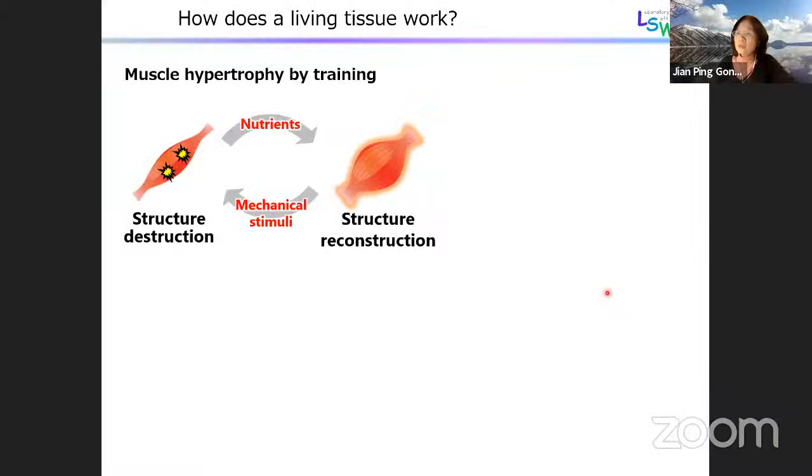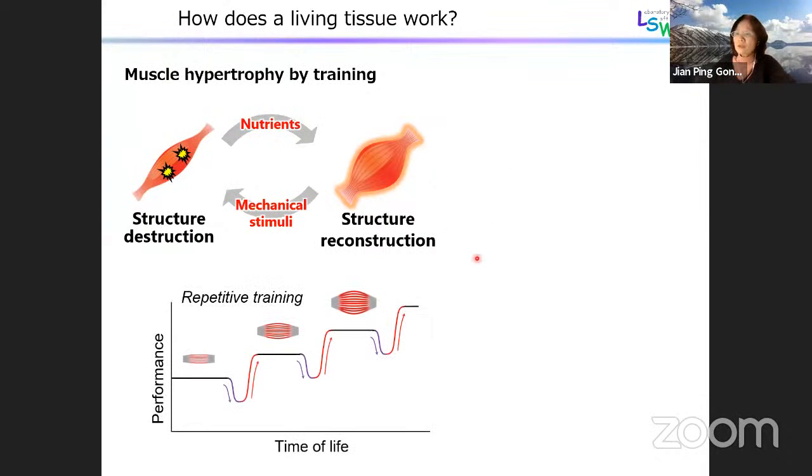Structures and with the new trends, then the new structure is reconstructed. So such kind of cycles will go through such kind of cycles, we will make the muscle growth become larger, and also the strength of the muscle increases. So this is the repetitive training effect of muscles. Of course, the biological process of this muscle training is very, very complicated.